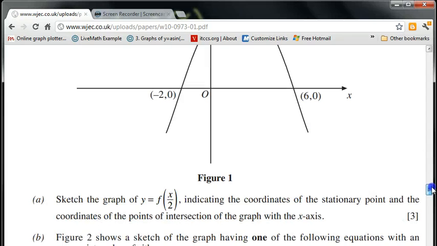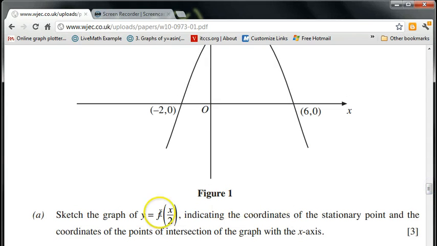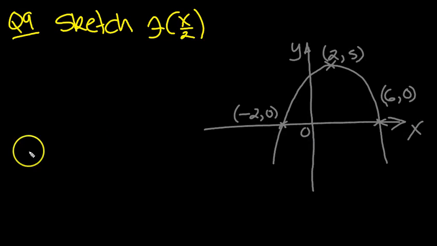Now what do they want us to do? Here's the question. Sketch the graph of y equals f of x over 2, indicating the coordinates of the stationary point and the coordinates of the point of intersection of the graph with the x-axis. Okay, so I've done the sketch in grey. I know it should be done on a separate sketch, but I'm just going to overlay it in a different colour. So I've drawn it in grey so I can draw it in yellow. So we want to sketch f of x over 2, and this sketch here is the sketch of f of x. Okay, so let's do that then.